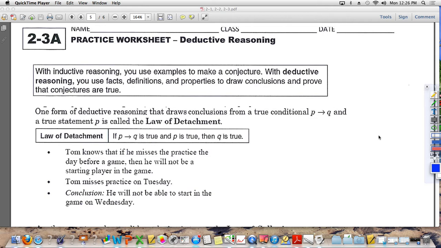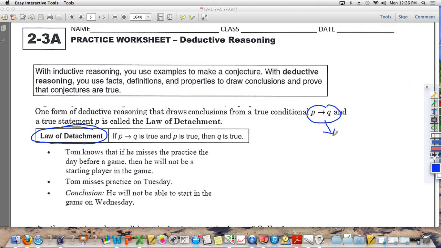So one form of deductive reasoning is this thing called the law of detachment. So go ahead and put a box or a star or something around law of detachment. Law of detachment right here. If P, arrow Q, you see the arrow there? If P, arrow Q is true, and P is true, then Q is also true. And it's also written up here in the explanation.